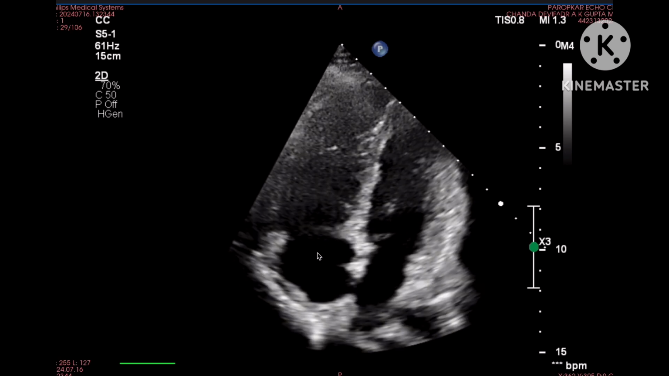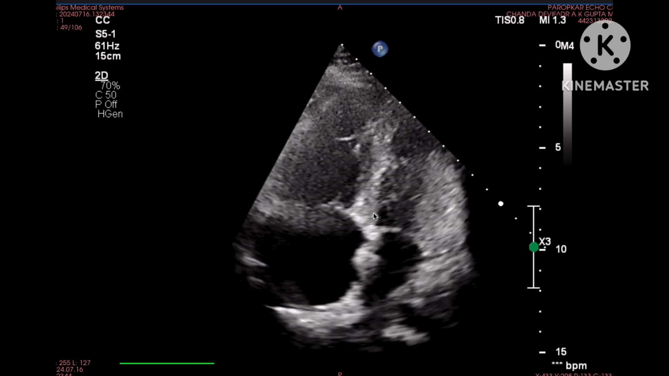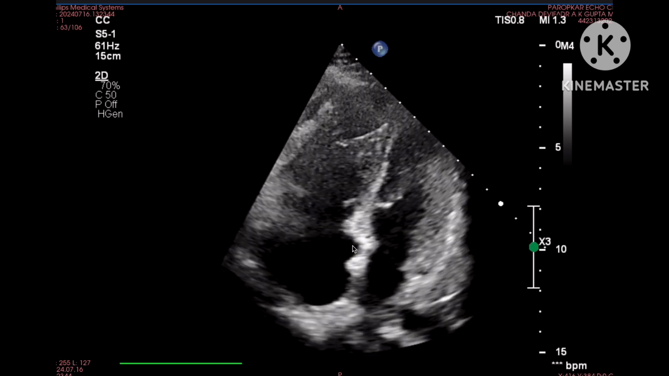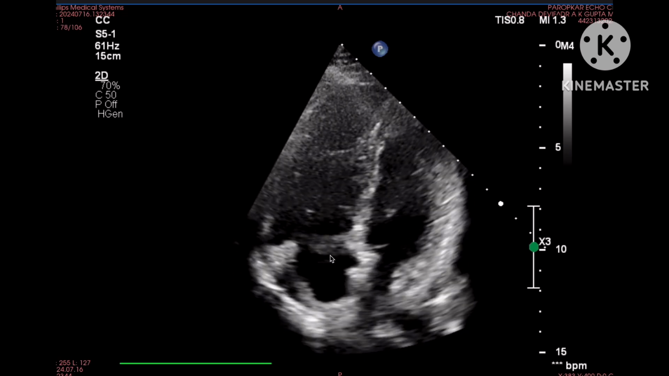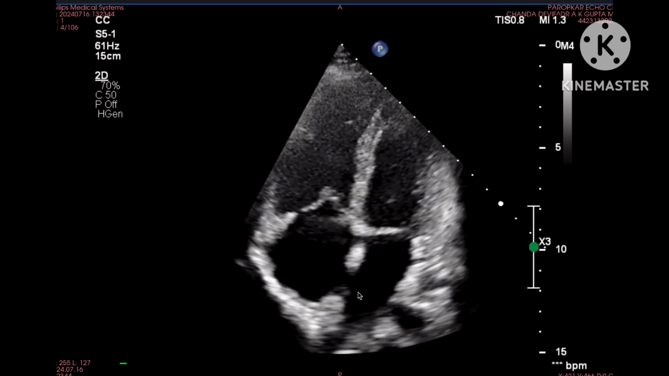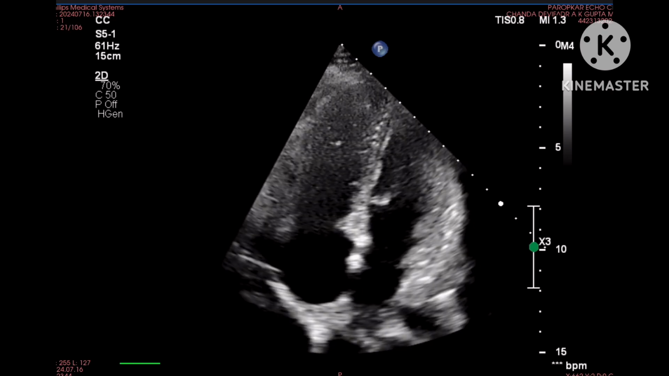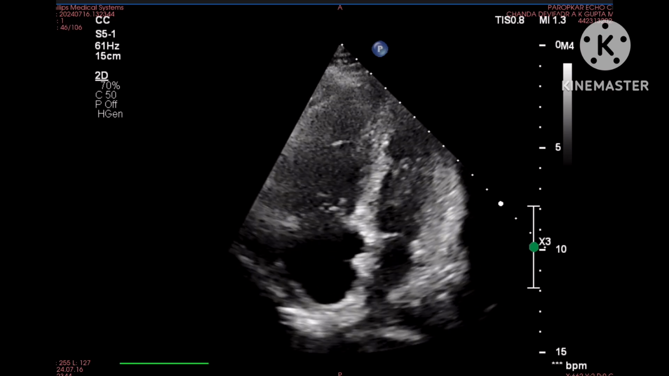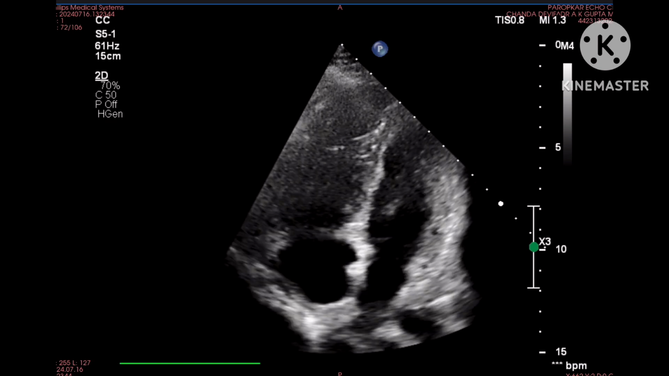Again, the apical 4-chamber view, right atrium, right ventricle dilated compared to left atrium, left ventricle. Then we suspect ASD, and in this case ASD is not easily seen. You have to make a special view, that is bicaval view. In that view you can easily find out ASD.